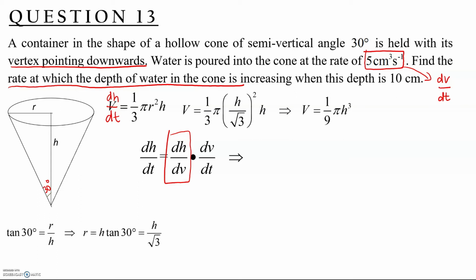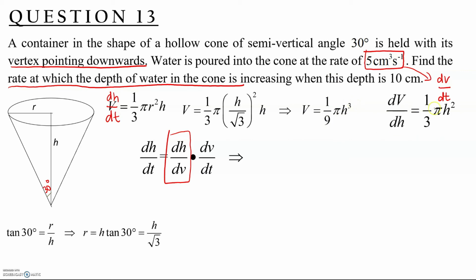And because we want to find out what is our dH over dV, that means we need to differentiate V with respect to h. We differentiate V here, you can bring 3 in front, okay, then you can simplify with 1 over 9, then you will get 1 over 3 pi h squared for our dV over dh.